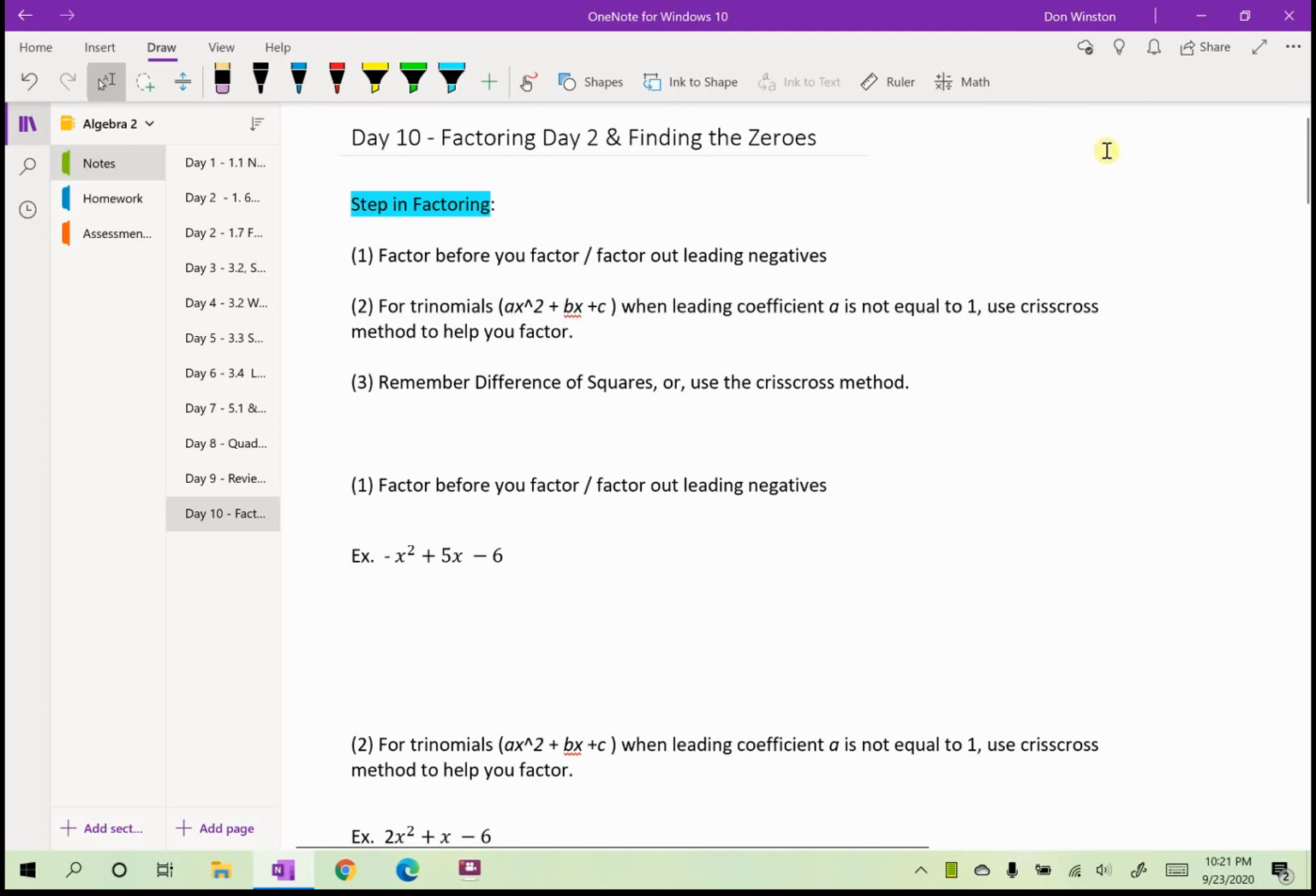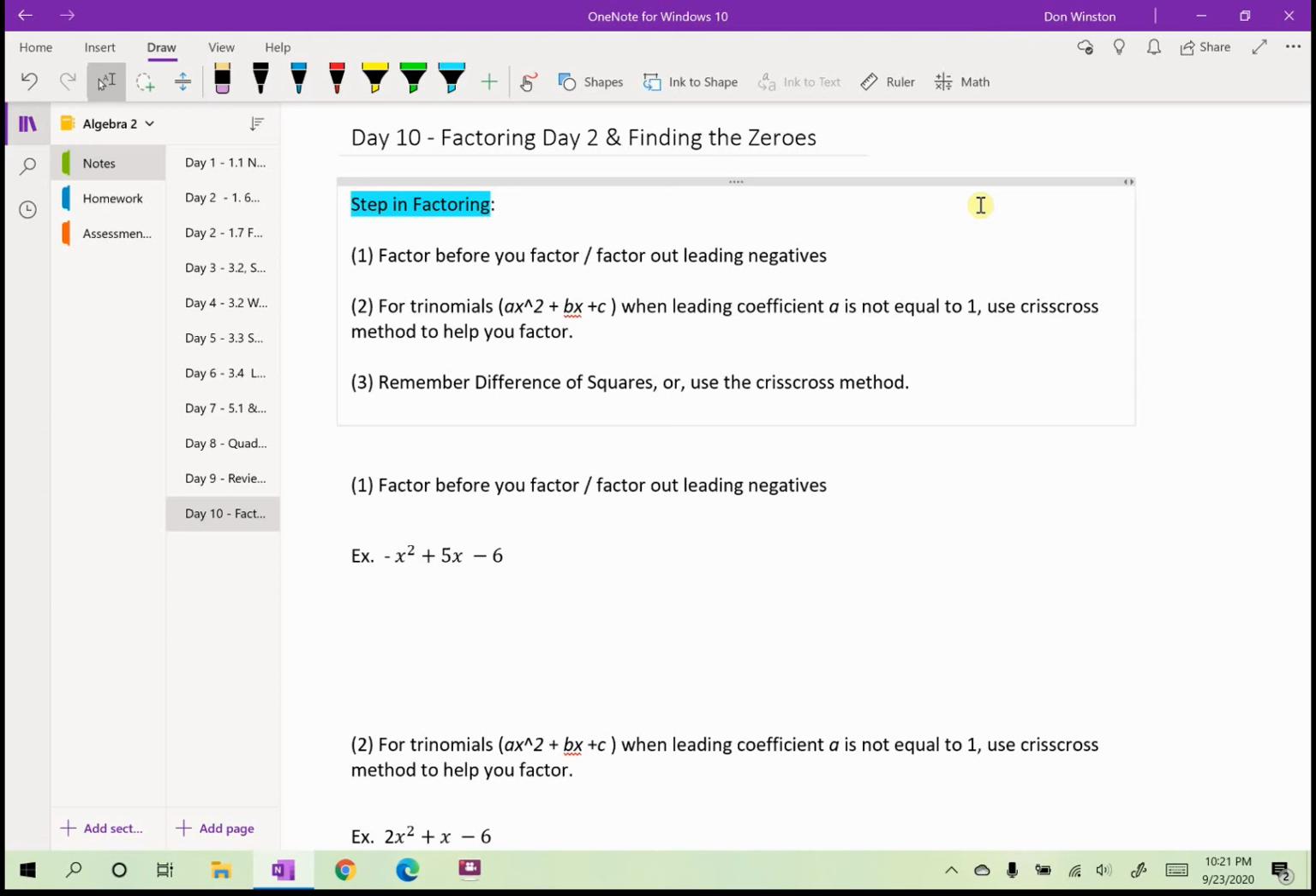So, day 10, hey, we're about halfway there for this first half of the trimester. Another 10 days or so and we'll be done. So, I am going to finish up factoring with you, and then we'll end up finding why we factor. Why do we factor? Okay. And we'll find that we factor to find the zeros.